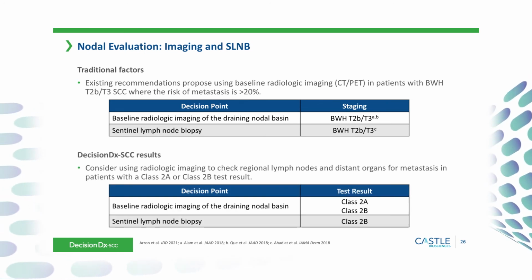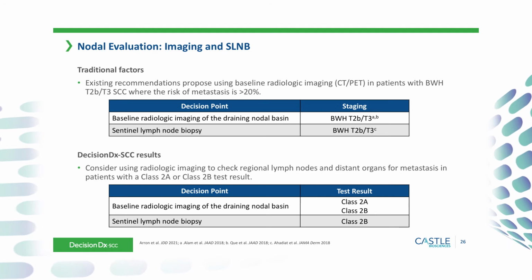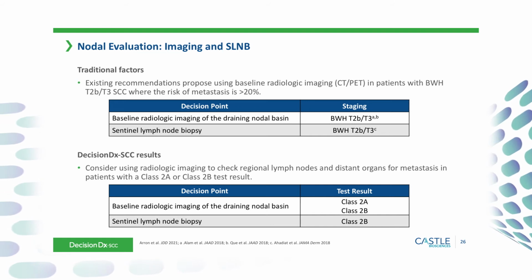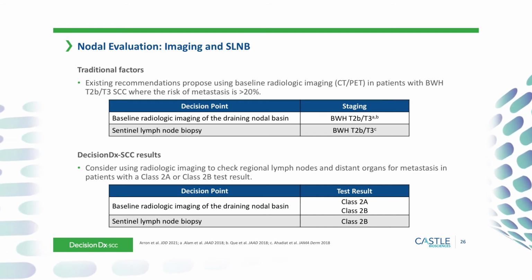One of the things that has the potential to have some clinical utility is thinking about it by adding the results of the DecisionDxSCC into this discussion. So potentially for patients who have a class 2A or class 2B result, you might want to definitively consider baseline radiologic imaging. That puts us into a category of knowing that that patient has a relatively high risk. Certainly adding that into the equation of the Brigham and Women's staging system or other staging systems makes sense.